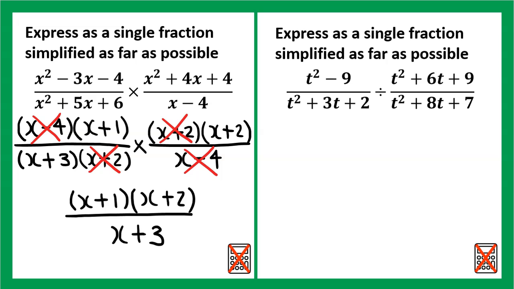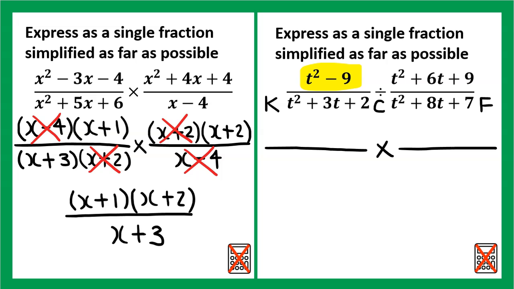Lastly, for the trickiest type of question, you might often end up with some expressions which are a little bit harder to factorise, but this is also a division, so we're going to need to remember to use keep, change, flip. The first fraction remains the same. I'm going to factorise at the same time.